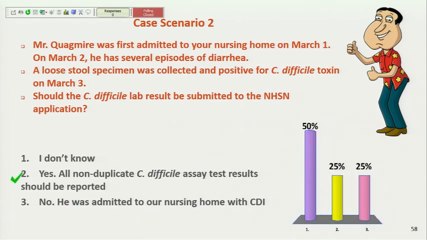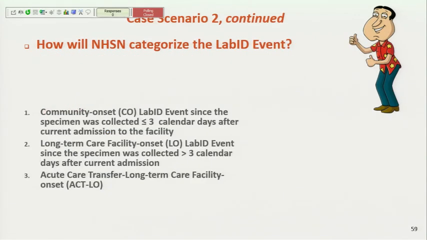So number 2, yes, all non-duplicate C. difficile assays should be reported. So this includes your community onset as well as your long-term care facility onset. How will NHSN categorize this LabID event? Community onset, since the specimen was collected 3 days or less after the current admission. Long-term care facility onset, or ACT low.